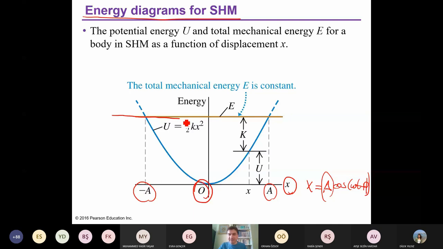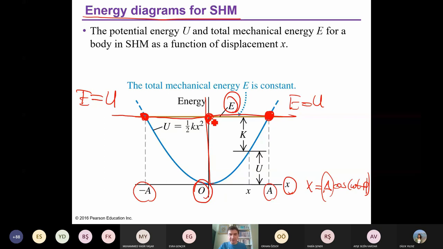This is the energy versus x, okay? When the system is here, the total mechanical energy is only given with the elastic potential energy. When the system is here on the left side, in negative side, total mechanical energy is only given with the elastic potential energy. When the system is in equilibrium here, the energy is only given with the kinetic energy. Elastic potential energy is zero here at this equilibrium condition. And in between, for example, somewhere here, the total mechanical energy is shared by the kinetic energy plus elastic potential energy.